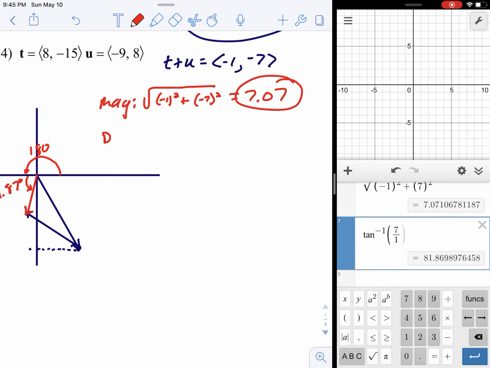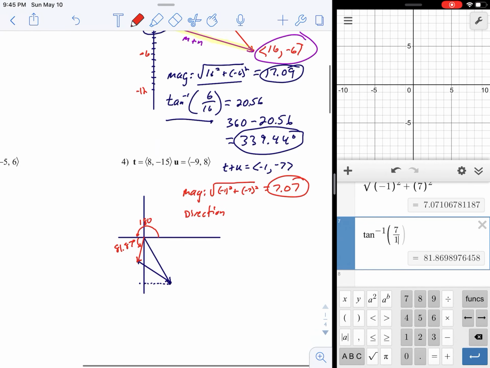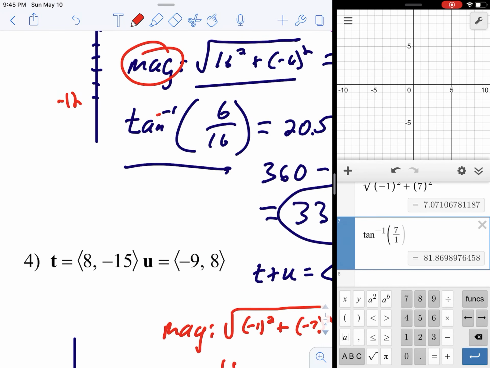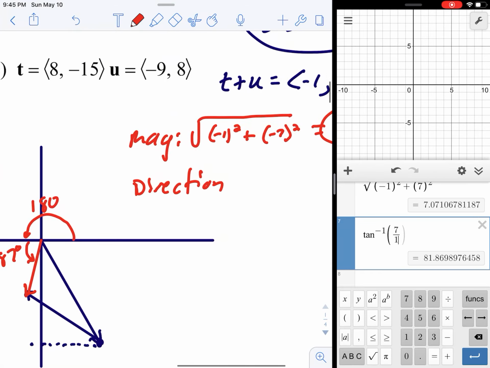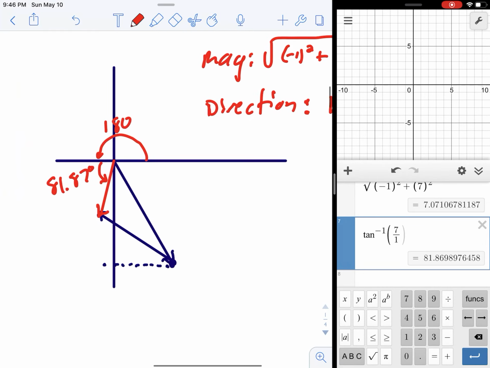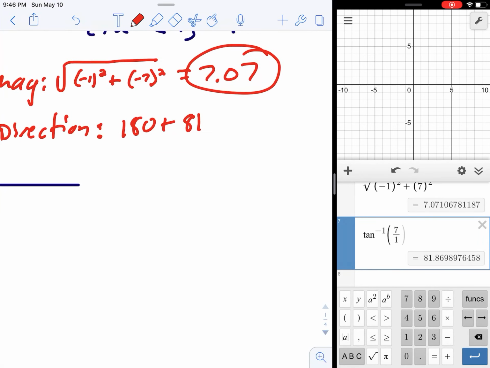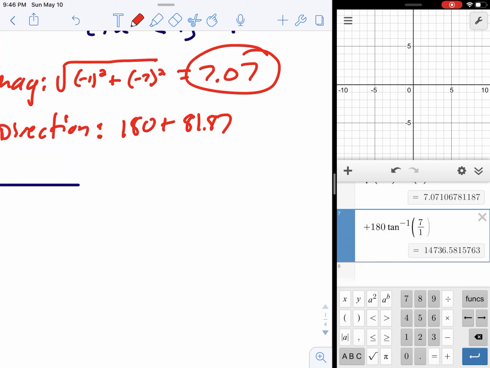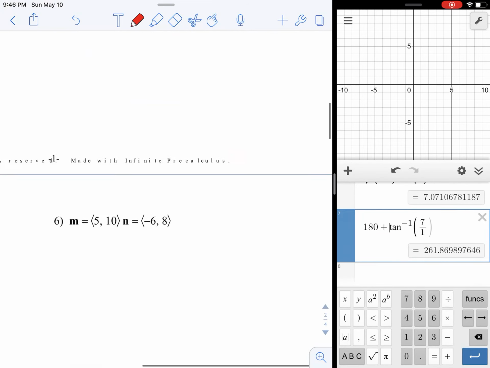So direction, did I write it that way up here? No, I didn't really call it anything. Here I called it magnitude, but I didn't really label my answer there. But anyway, so the direction is 180 plus that 81.87. So I just come down here and go plus 180. No, that's times 180. And I get 261.87 degrees. Let me scroll down.